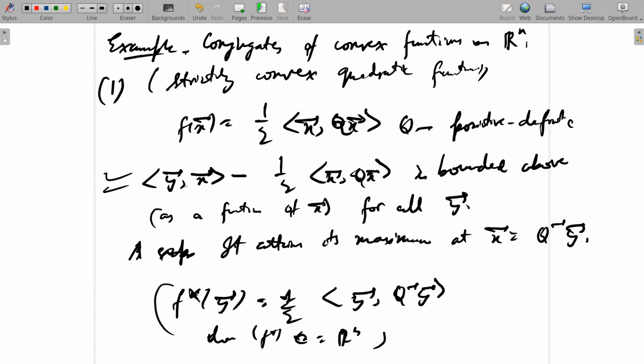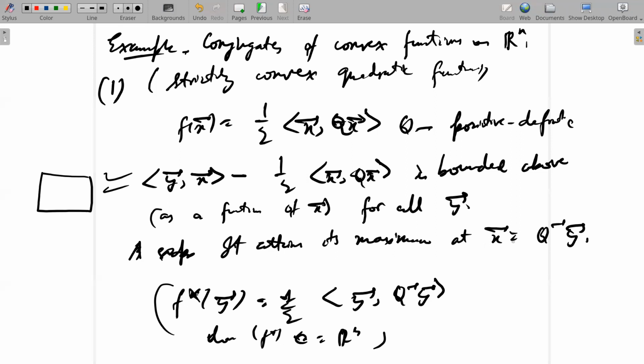It is a matter of completing squares. So you have a term y dot x here, you have this half x dot qx. So you complete squares, and you may have to add a constant term in order to complete squares, but that just means that it is still bounded above. So it won't change where the maximum is attained.